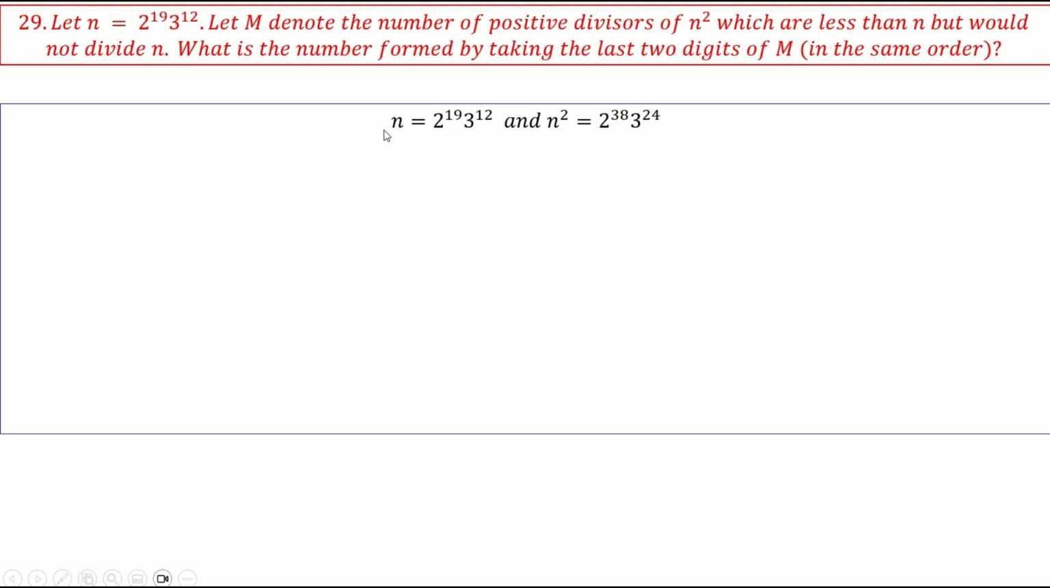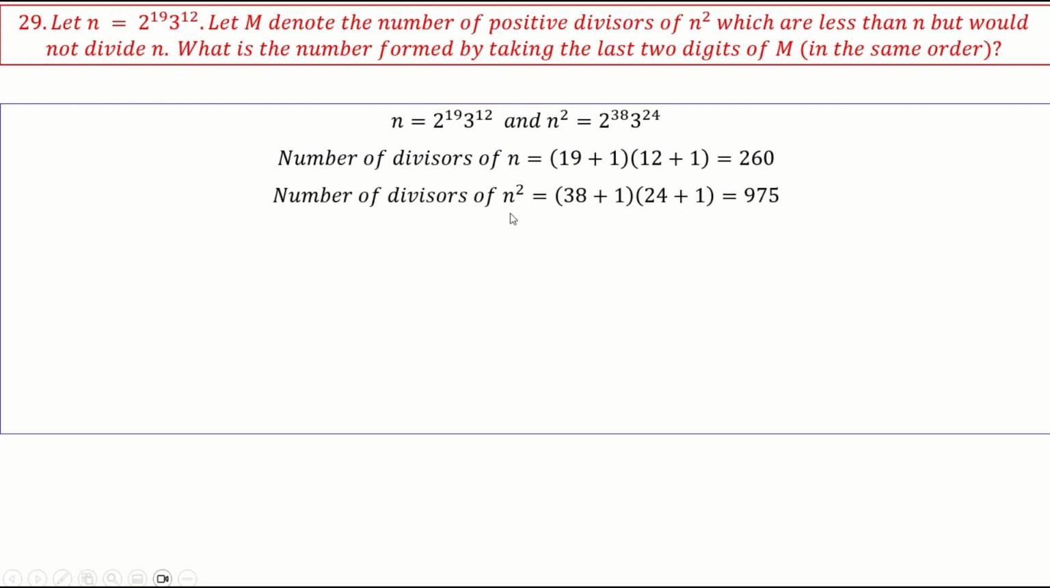Right? Now, how many divisors does it have? We have a formula. Number of divisors of n is 19 plus 1 into 12 plus 1, which is 260. Number of divisors of n square is 38 plus 1 into 24 plus 1, which is 975. Now you know this.